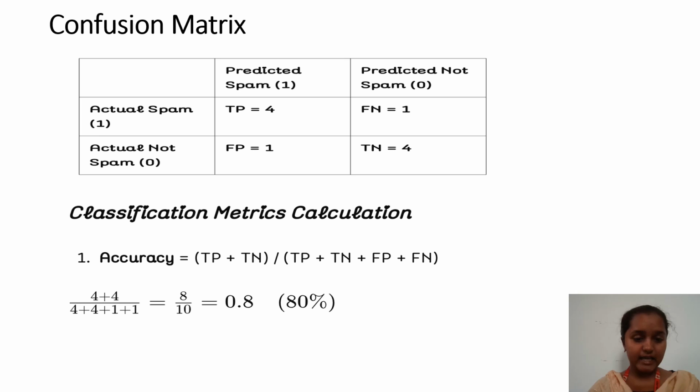The first one is accuracy. We know the accuracy formula: the sum of true positive and true negative by true positive, true negative, false positive and false negative. The true positive value is 4 and the true negative value is 4. The false positive is 1 and the false negative is also 1. So the overall calculation gives 8 by 10, that is 0.8. That means 80% accuracy.